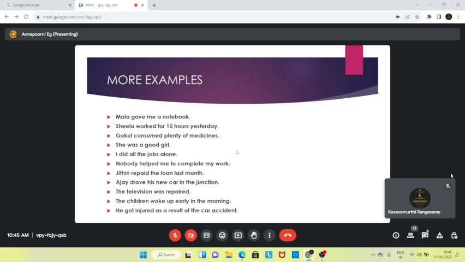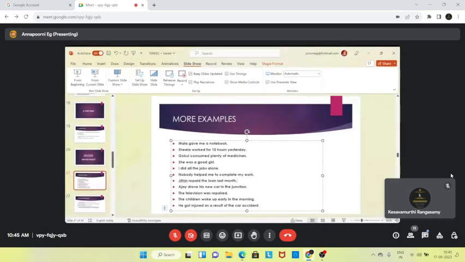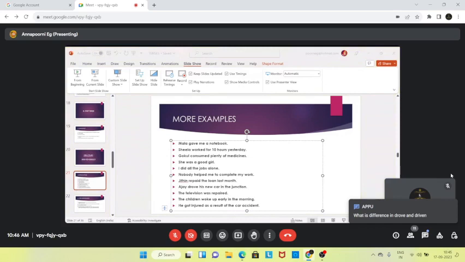Very good. See, if you just focus, it is a very, very simple topic. Tenses is not at all a difficult topic. After all, a 4th standard child is able to answer this. What is the difference in drove and driven? Drove is the V2 and driven is the V3 form of drive, ma'am. Yes, first form must be drive. Drove is V2 for drive.